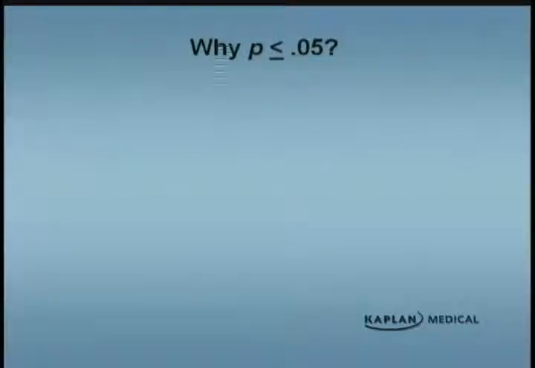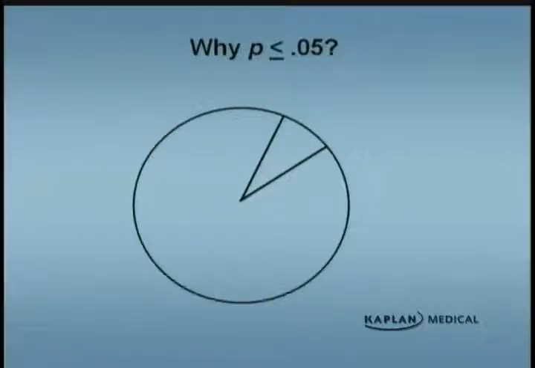Let's go back and think for a moment about confidence intervals. If I have a 95% confidence interval, what's my chance of being right? Well, come on, that's obvious. 95% chance of being right, yes? Okay, what's my chance of being wrong then? If I have a 95% chance of being right, what's my chance of being wrong? 5%? Right. P less than or equal to 0.05.